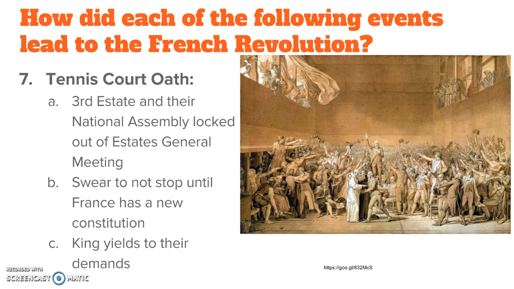Eventually, the king gives in to their demands, so the National Assembly starts to gain some momentum. They're demanding changes, they're passing laws, they're passing legislation. They're saying, we represent 97% of the population. And so these laws that we're making represent what the country wants. And eventually the king starts to give in to some of those demands.